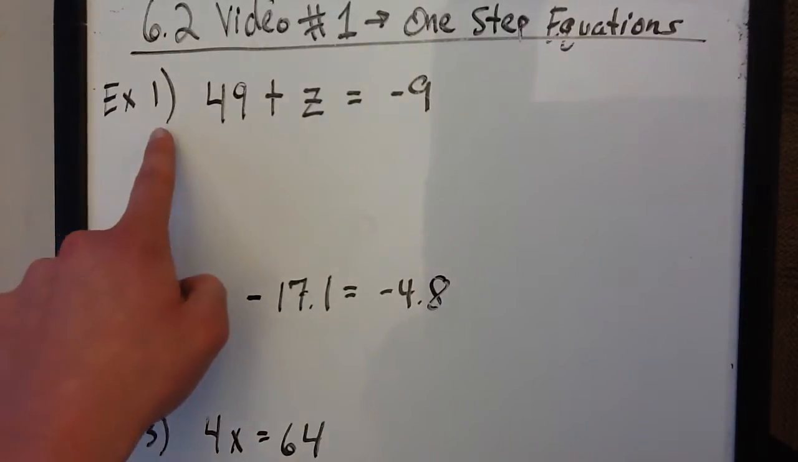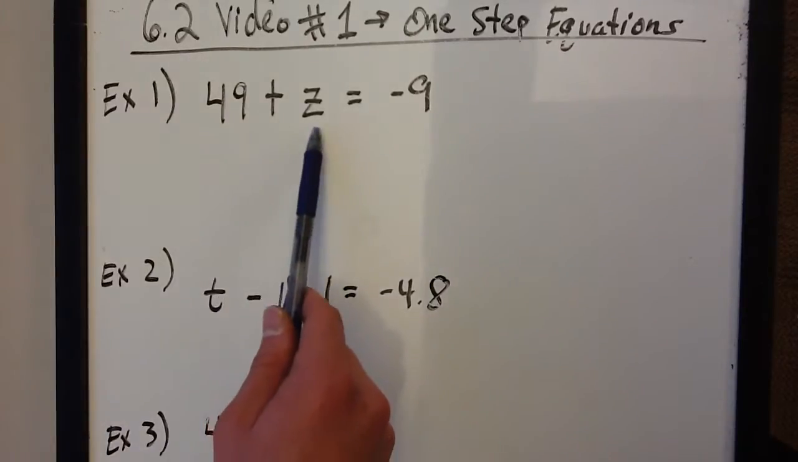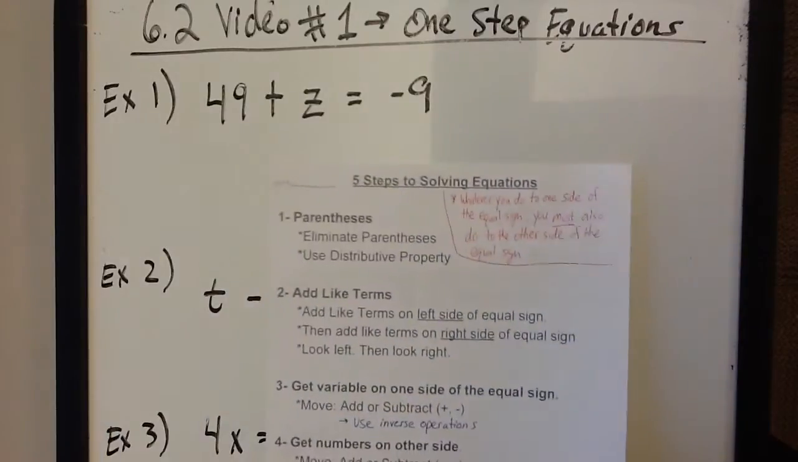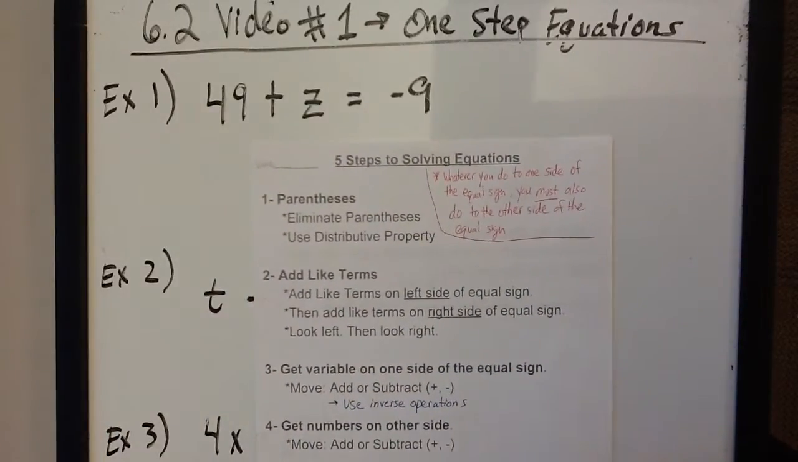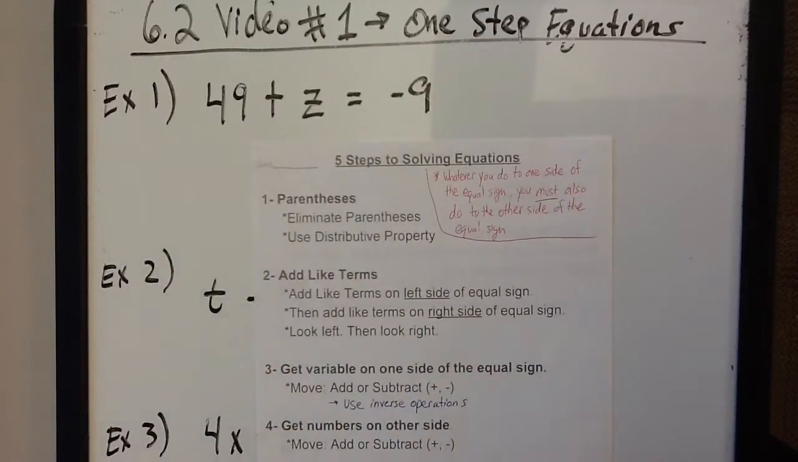So here's example number 1. We're given this equation, 49 plus z equals -9. And we need to solve for the variable, solve for z. We want to know what z is equal to. Okay, so if I'm going through the 5 steps, step 1, I'm going to eliminate the parentheses. Well, I see I don't have any parentheses, so I'm not going to need to distribute.